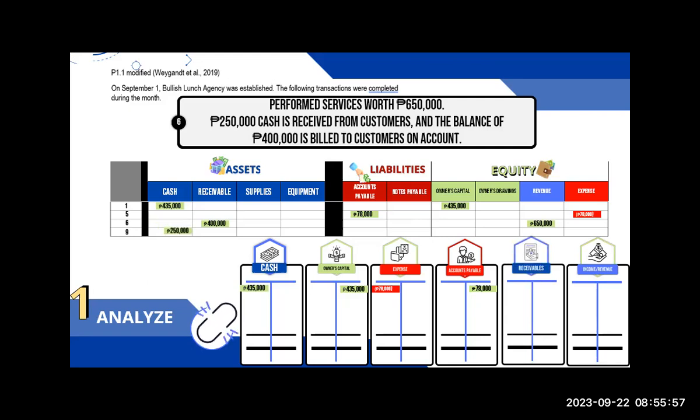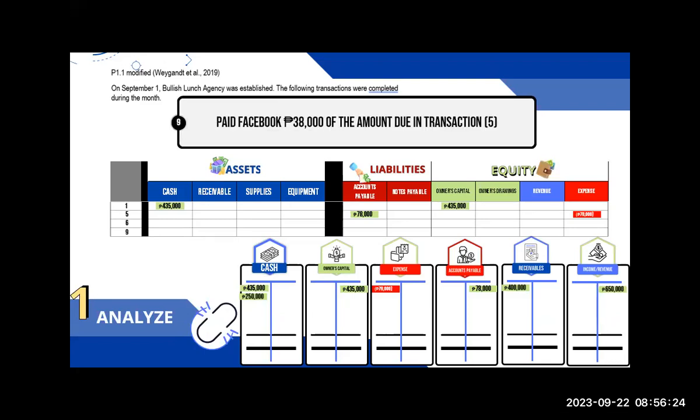First step is si cash, right? Tumaas si cash, so debit cash of 250,000. Si receivable, tumaas rin. So debit receivables 400,000. Si revenue, ang normal balance ni revenue is credit. So credit 650,000. So for this, the debit of cash plus the debit of receivables of 250 and 400 is equal to the credit of revenue of 650,000. Balance pa rin tayo.